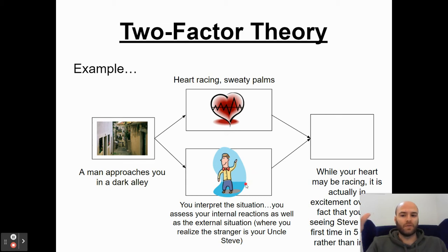that it's just your Uncle Steve walking towards you, right? So while your heart may be racing, it's actually an excitement over the fact that you're seeing your uncle for the first time in 5 years, right? That's a weird example, but it works because heart racing and sweaty palms can tell us that you're in fear or you have excitement, right? They kind of have the same physiological response. So you have to have that cognitive appraisal of the situation to understand the emotion that you're feeling.